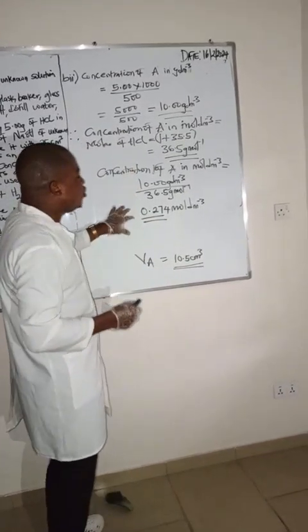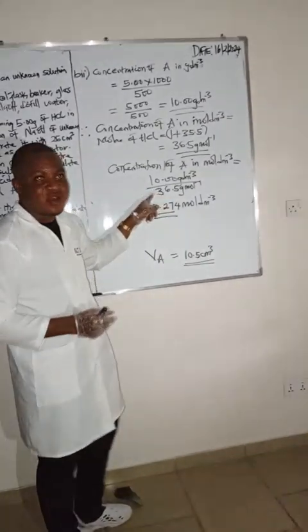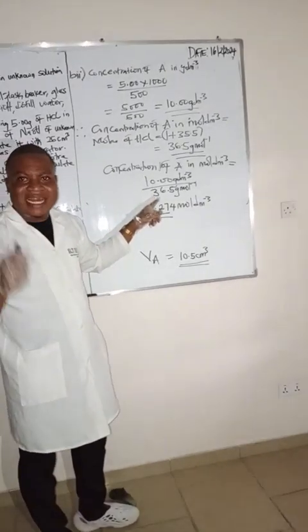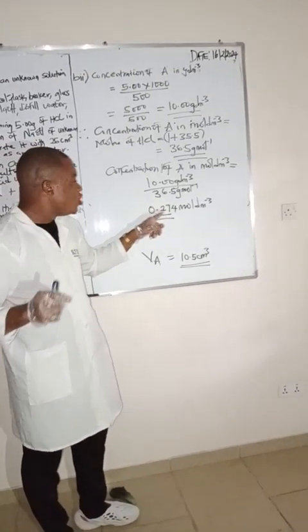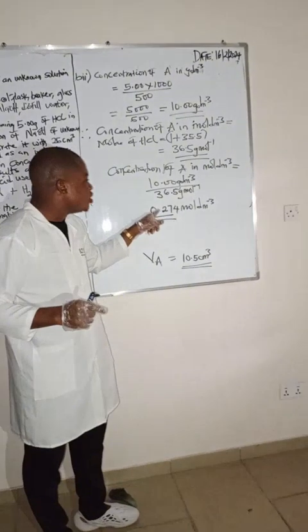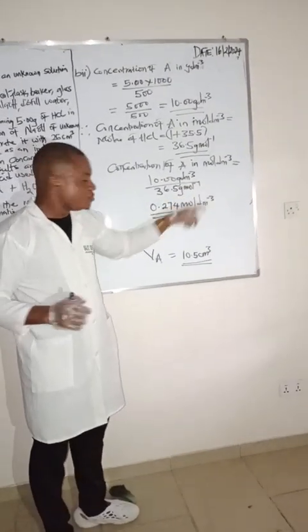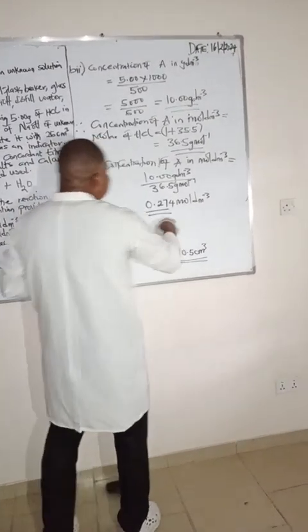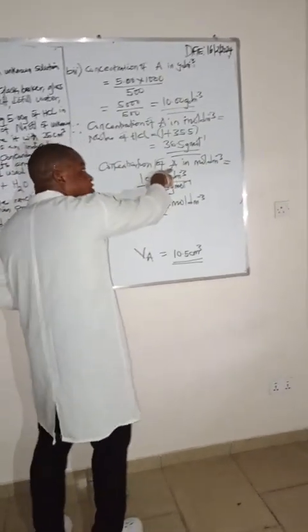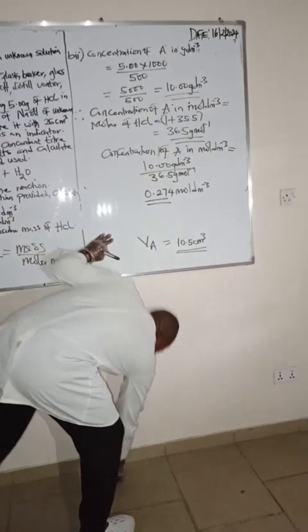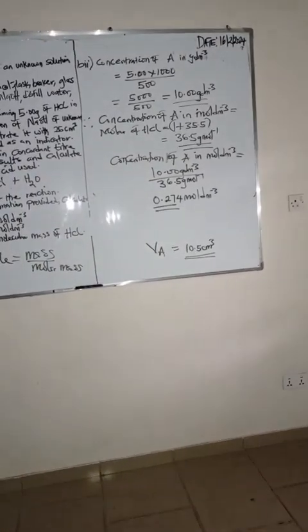Now you express molarity in what? In three significant figures. Right now we have 0.274 mole per dm cube. Are you following? Yes, sir. Now this is our concentration of what? Of acid A in mole per dm cube. Are you following?